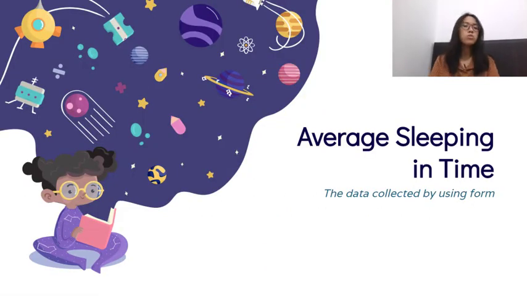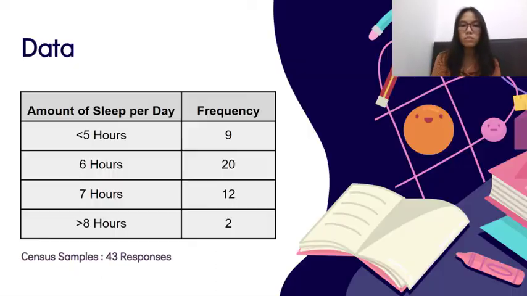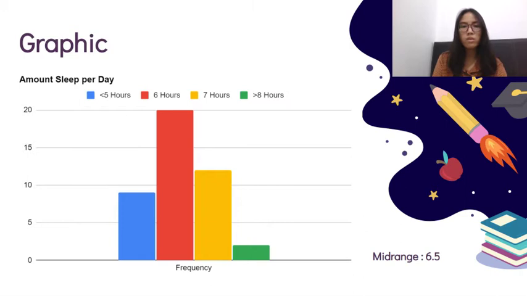Next, we're going to talk first about the average sleeping time, with the data collected by using the form. So here's the data. We get less than 5 hours for 9 people, 20 people choose 6 hours, 12 people choose 7 hours, and 2 people choose above 8 hours. And here's the graphic for the amount of sleep per day done by the 43.